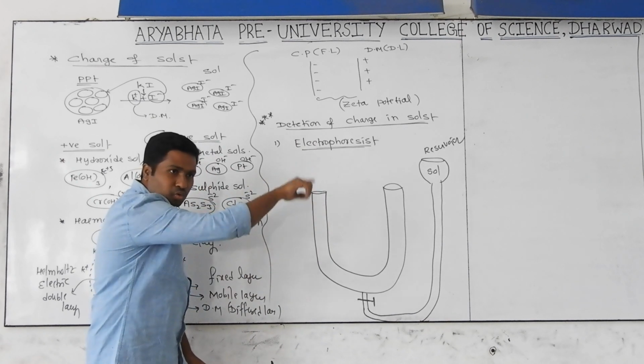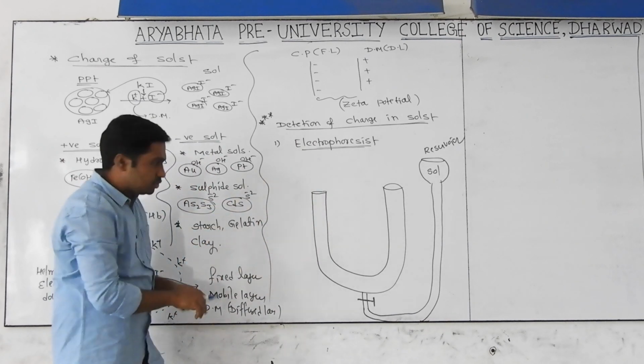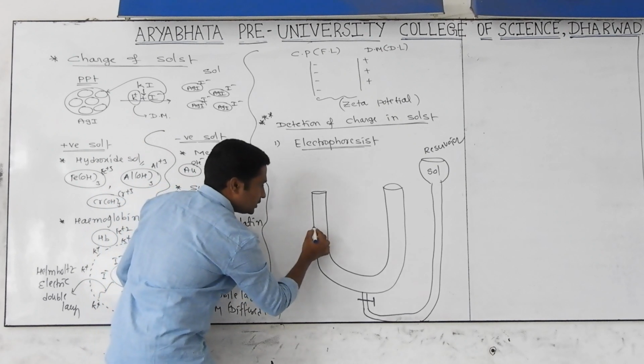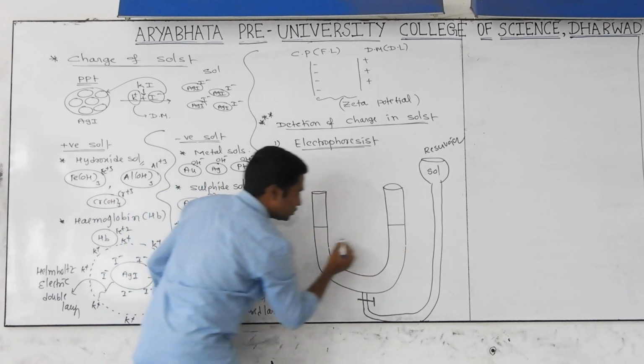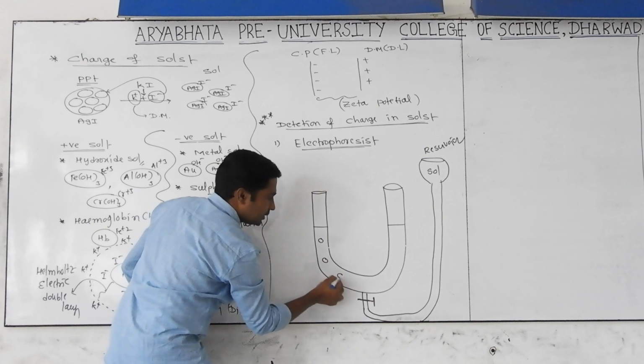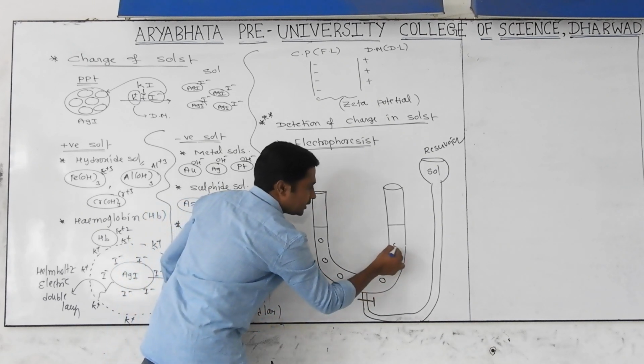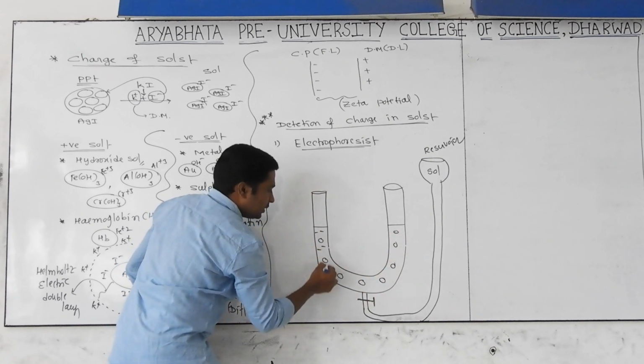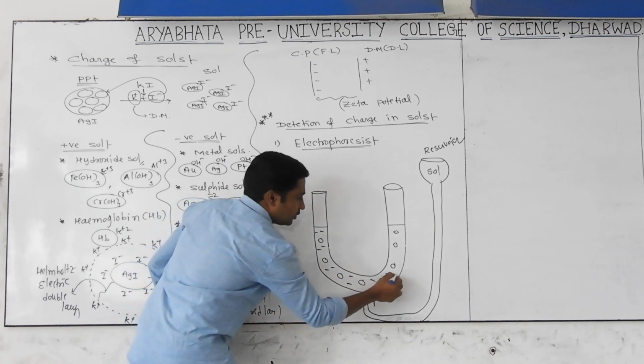What is happening? The sol particles will enter into the U-shaped tube. See carefully what I am showing here. These are sol particles. In that sol, what will be there? Colloidal particles will be there. And also, what will be there? Dispersion medium is there. Yes or no?